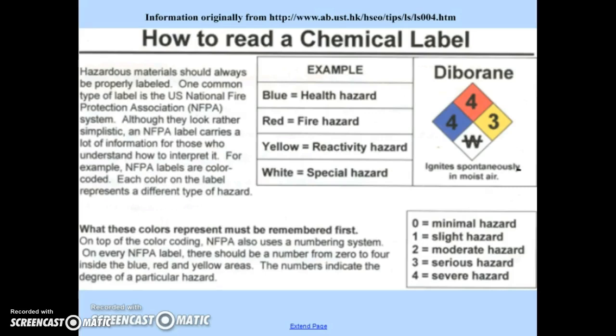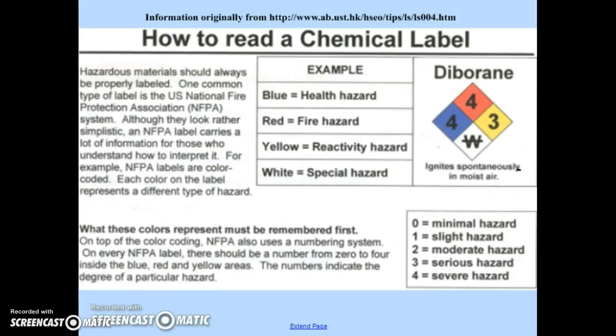For diborane, we see the fire hazard is a 4 because it's got a 4 on the red diamond. Very, very severely flammable. 4 for blue, that means it's very bad for your health if you come in contact with it. I'm not sure exactly what it does necessarily, but it means it can kill you. I don't know if it burns you or poisons you or what, but it will definitely be able to kill you. That's why it's got a 4 rating. A 3 for reactivity means it is a serious reactivity hazard.